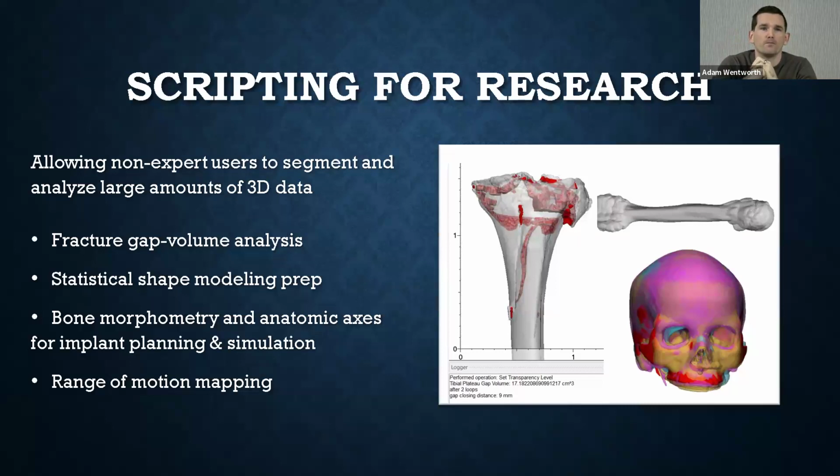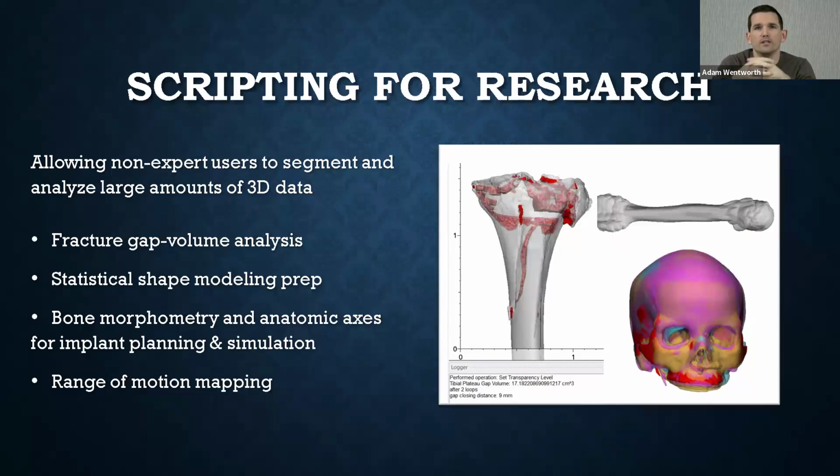And there's a lot of prep work that goes into preparing models to generate a statistical shape model, which is essentially an average out of all of those that is warpable in non-uniform manners. This is what some large med device companies will use to develop custom implants, and it's all about the mesh in that case. A third one is bone morphometry and anatomic axes for implant planning.